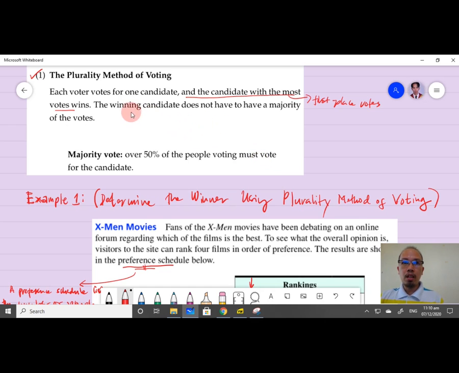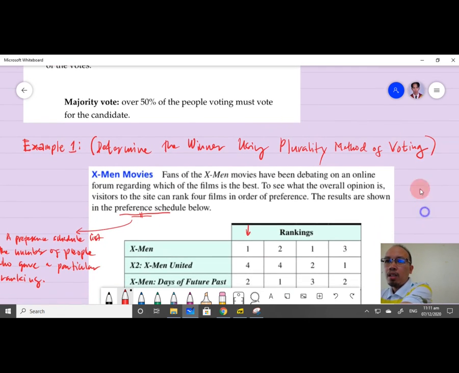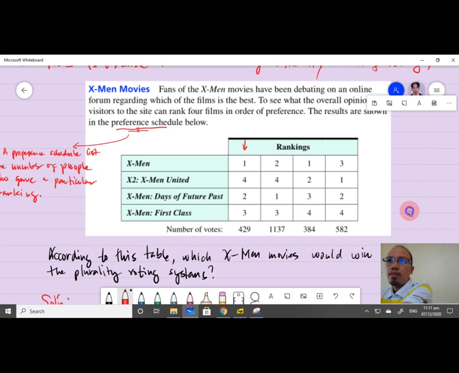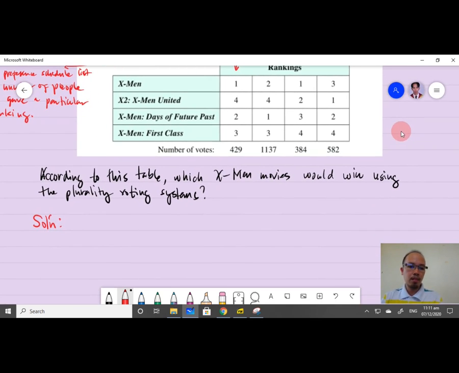And also, this is quite a remark here. It says that the winning candidate does not have to have a majority of the votes. We will explain that later. Sometimes, if you use the plurality method of voting, the winner does not have to win the majority vote. So let's try to answer this example now. To answer the question, let's use this blue color.